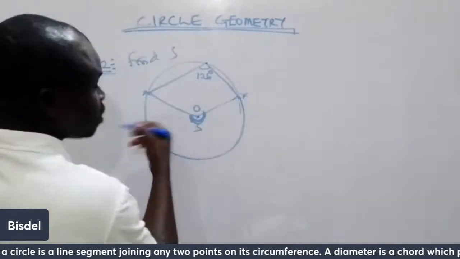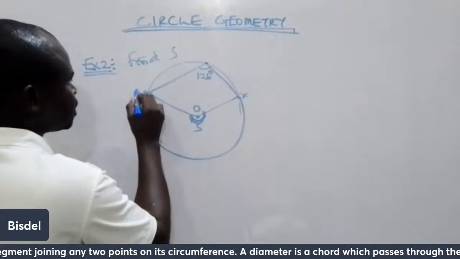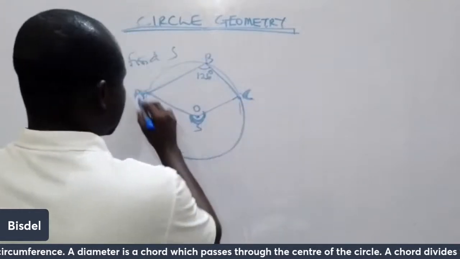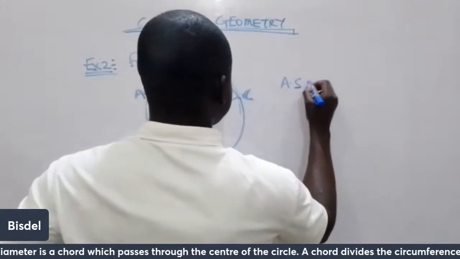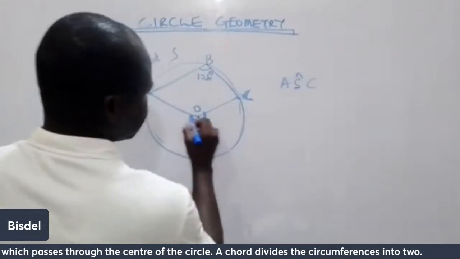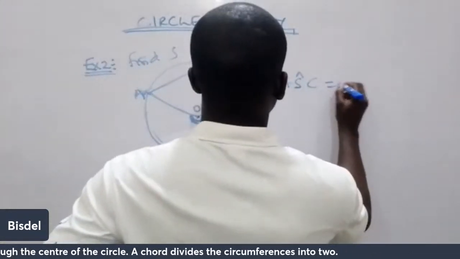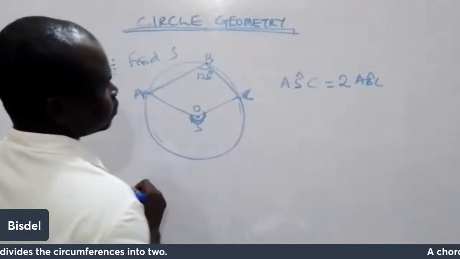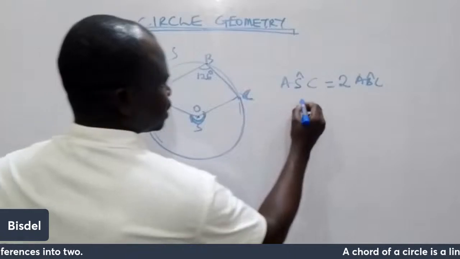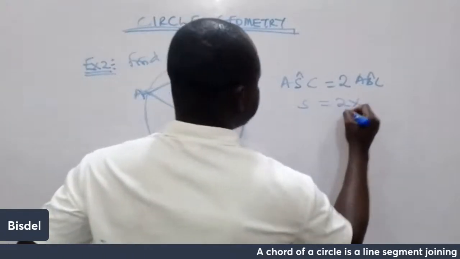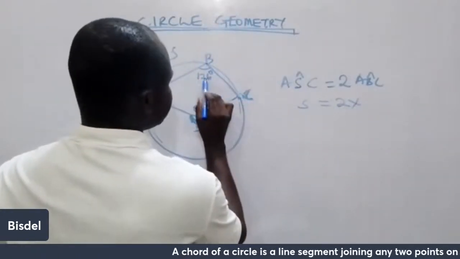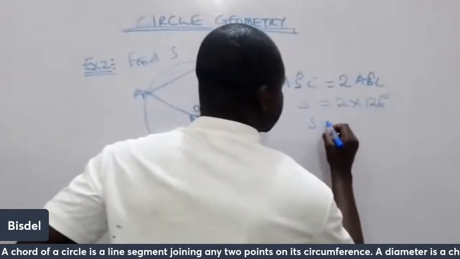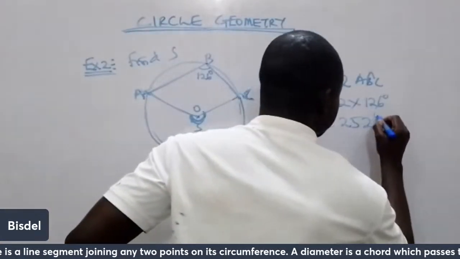Let me just do some naming. It's not compulsory that you do naming ceremony, but let me do some naming ceremony. A, B, C. So I want to say that angle ASC, that is this angle here, is equal to 2 angle ABC. So this angle here, it is S, is equal to 2 times angle ABC, which is 126 degrees. Then S is equal to 252 degrees.